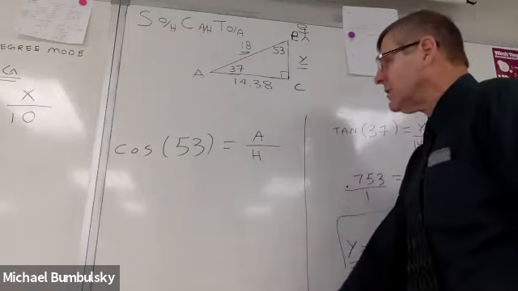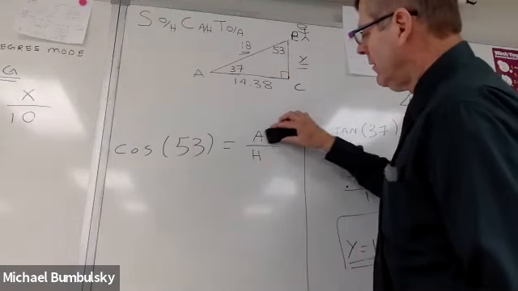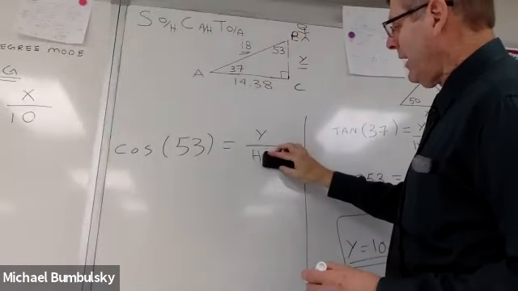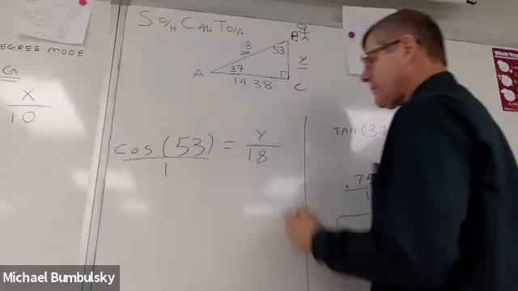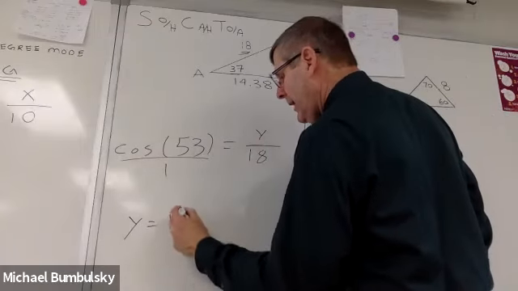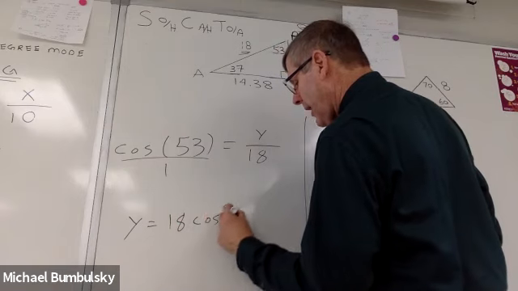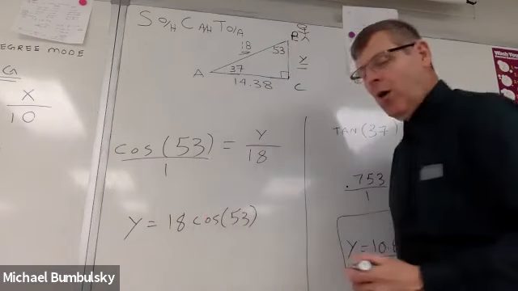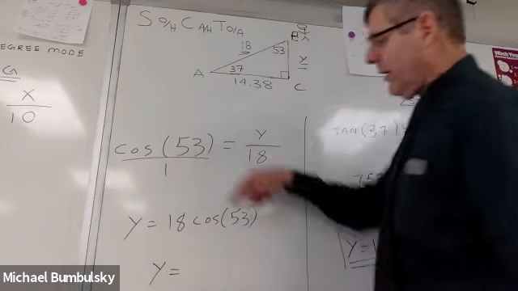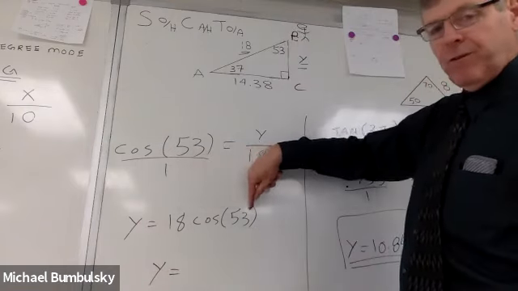What side's adjacent to me? Y, because I'm standing here. And what's my hypotenuse? 18, okay? So if I put this over 1, I can see that y is going to be nothing more than 18 times the cosine of 53. So we can do all that in one step in your calculator. So now go ahead in your calculator, do 18 cosine of 53, enter.